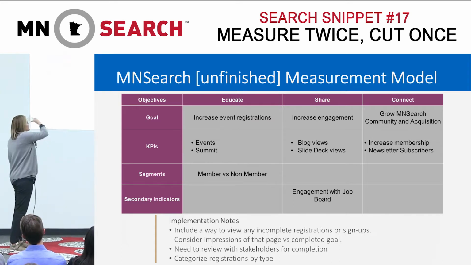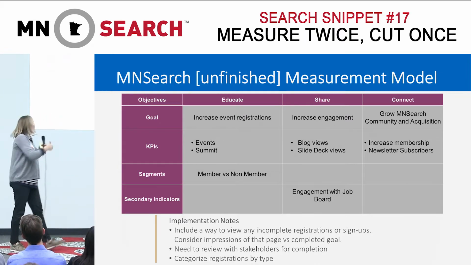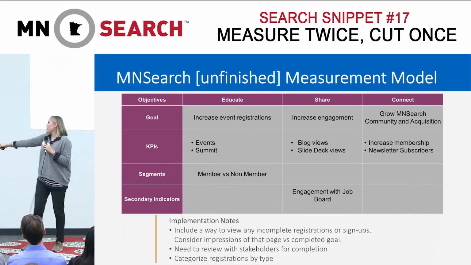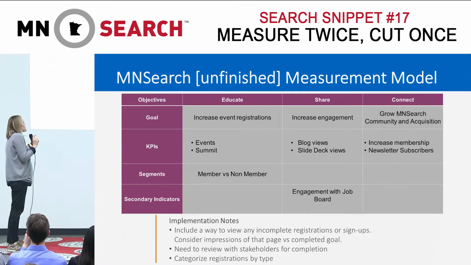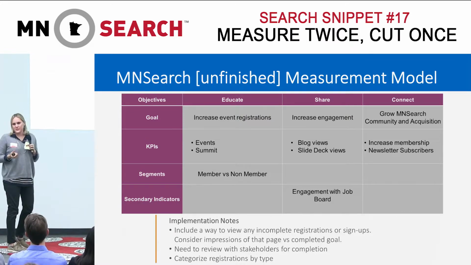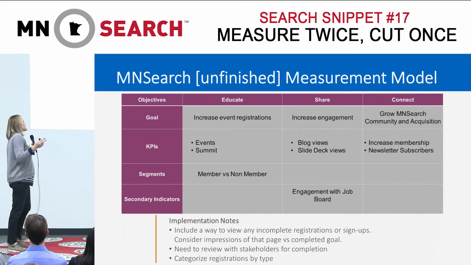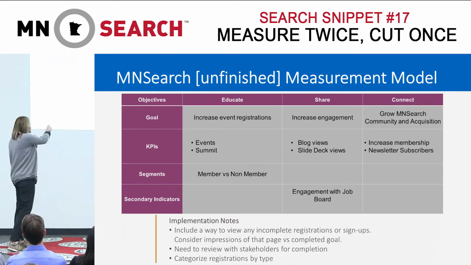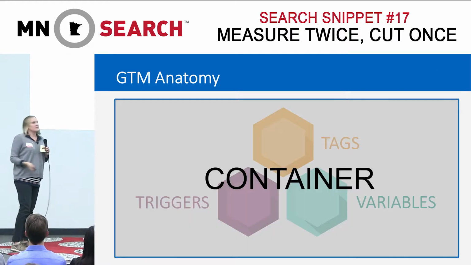The way we do this is we set this up, we have those conversations back and forth, and this would get filled in. I've got implementation notes that go straight over to our tracking experts. In this case, I'm going to tell them, hey, figure out a way to determine any incomplete registrations or signups, things that I haven't maybe finished, so maybe we're losing an opportunity. I need to review this with the stakeholders, and I'm going to tell tracking to categorize all those registrations by type.